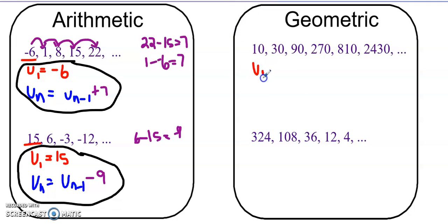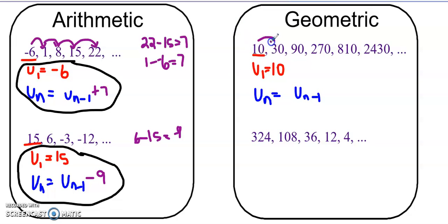I'm still starting off with u sub 1 being equal to 10. That's the first number. There's no thinking, you just look. The next is the pattern, and I'm still going to start off with u sub n, and I'm still going to have u sub n minus 1, because that means I take the number and I do something to the number before it. So we have to figure out what that something is.